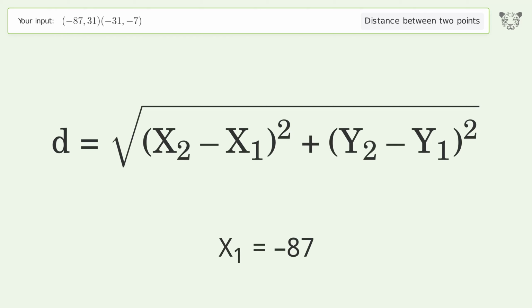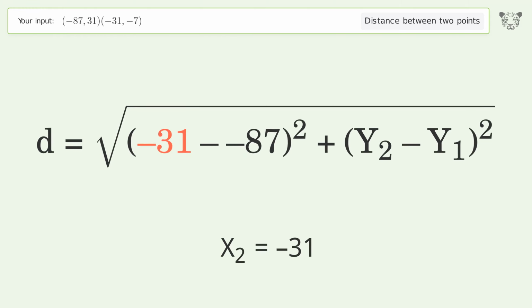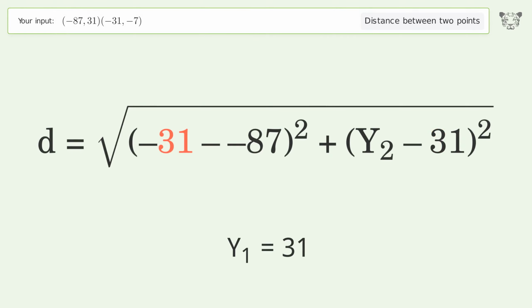x1 equals -87. x2 equals -31. y1 equals 31. y2 equals -7.